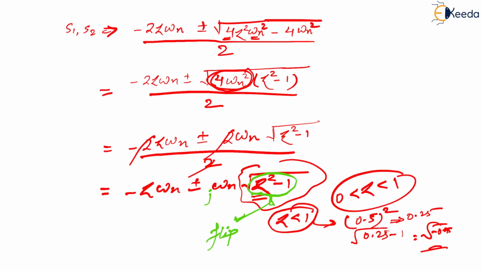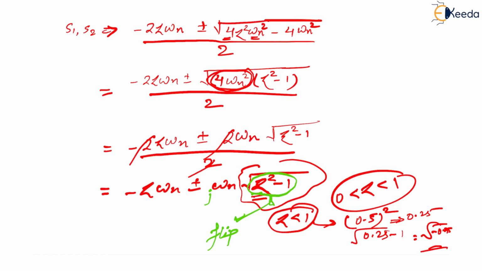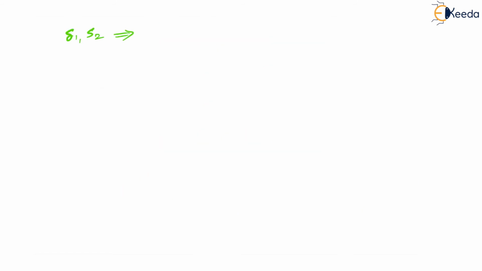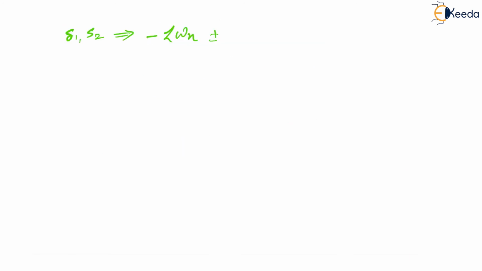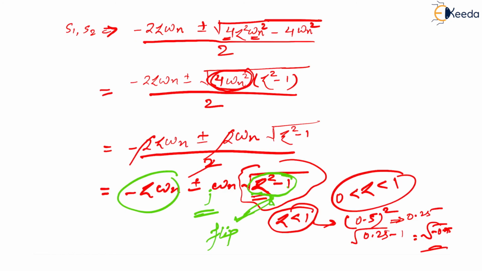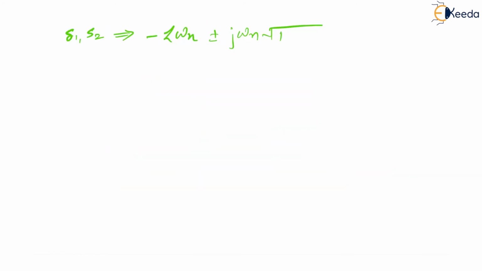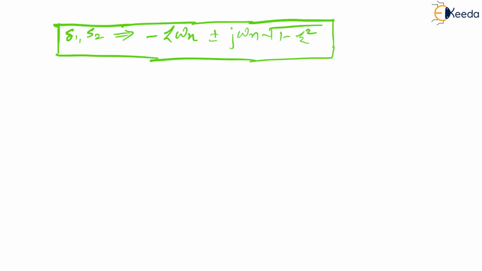If you do so, what do we get? Let us see. So s1, s2 will be equal to minus zeta omega n, which is going to be the same, plus or minus is also going to be the same. Just add this j and flip the internal things. So if I add j into omega n into under root of, initially it was zeta squared minus 1, now I will have 1 minus zeta squared. That's it. Is that right?